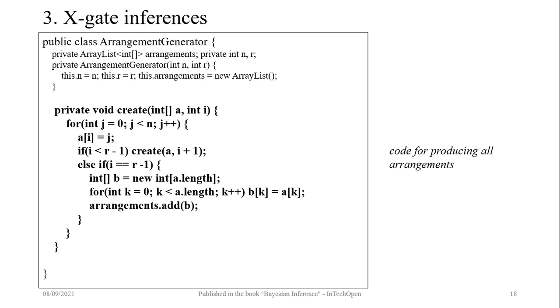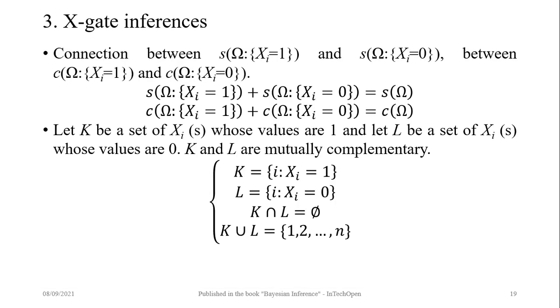This is a very important cognitive step for producing an aggrandizement. You can see the bond sentence. This curve is very important. It's an inference, the connection between S(omega, Si=1) and S(omega, Si=0), and between C(omega, Si=1) and C(omega, Si=0). S(omega, Si=1) plus S(omega, Si=0) equals S(omega), and C(omega, Si=1) plus C(omega, Si=0) equals C(omega).